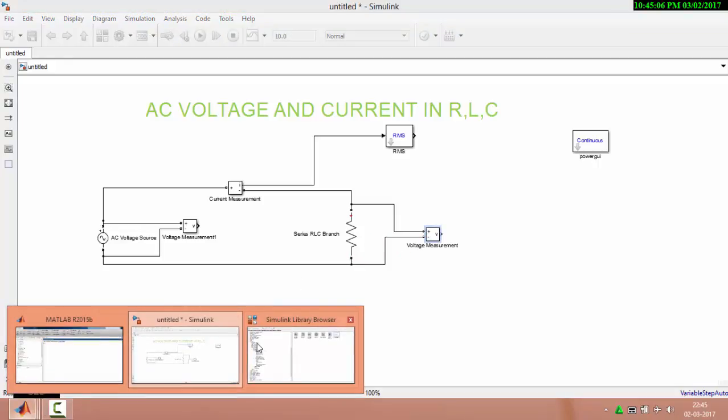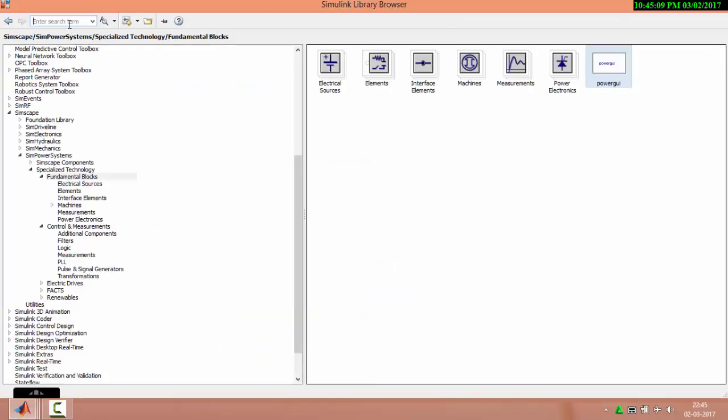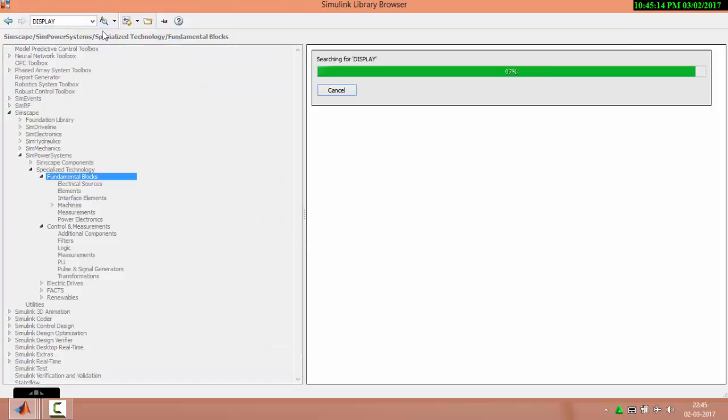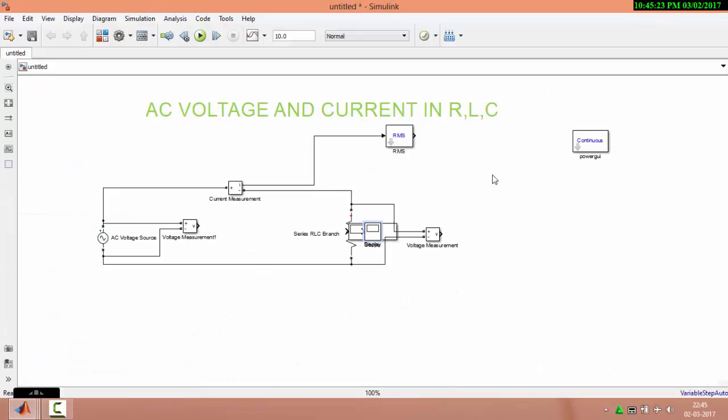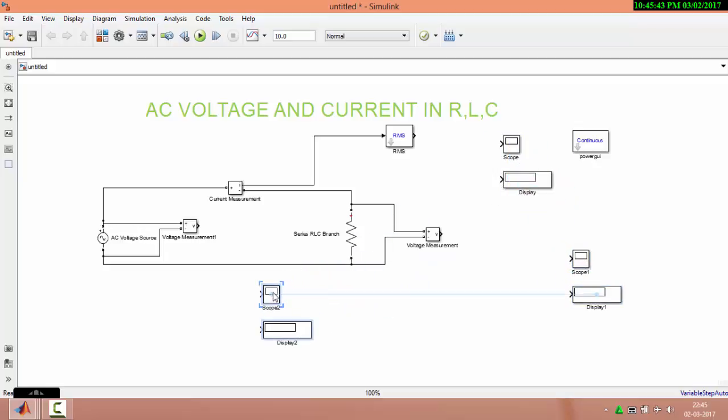The next thing we need is a display and a scope. Display will give you the numerical value and scope will give you the graphical value. You need a set of display and scope for each measurement. So select both, Control C, Control V. This is multiple selection and multiple copy.